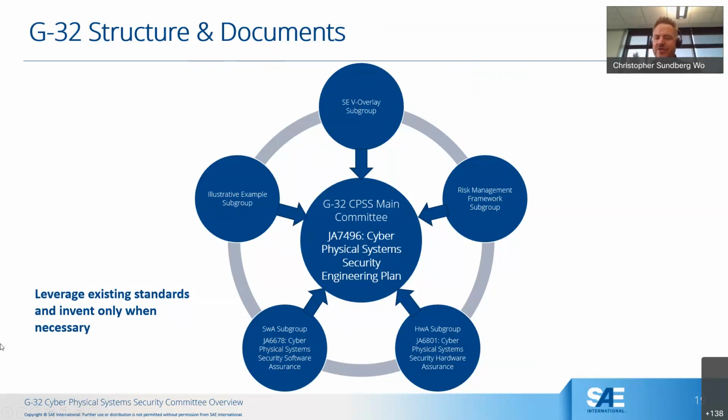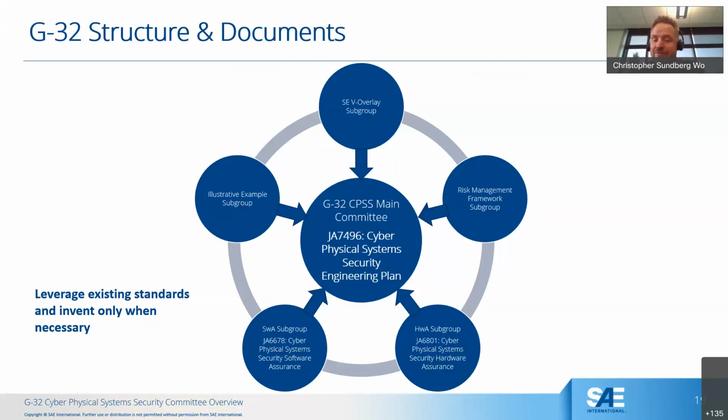Down below, we have two separate documents that are going to feed into this main document that are currently under development. We have a hardware assurance document, JA 6801. This is really putting together an assurance case, and we'll walk through what that document looks like in a few minutes. On hardware assurance, hardware security, from the component manufacturing capability level, and walking through what an assurance case looks like.